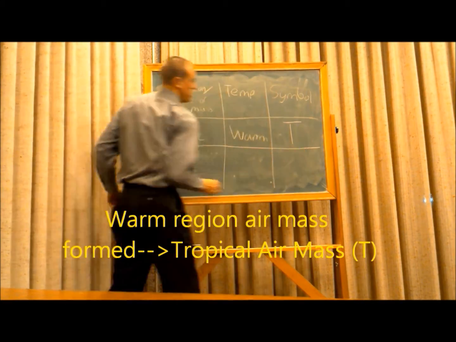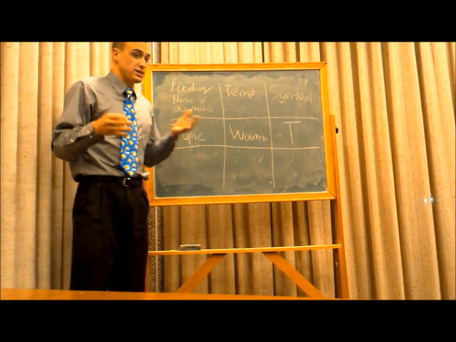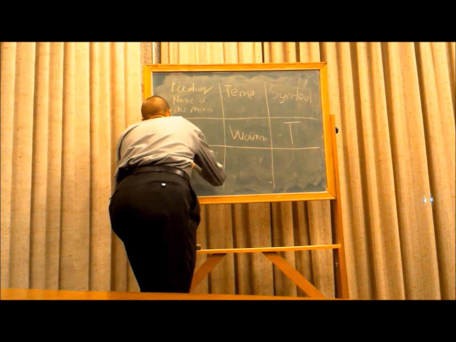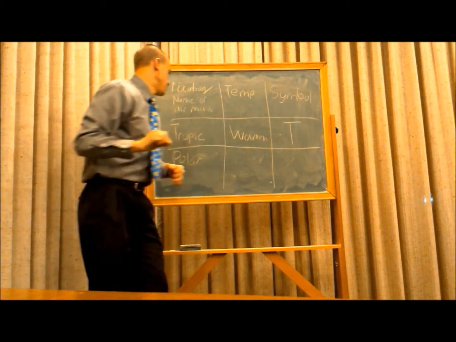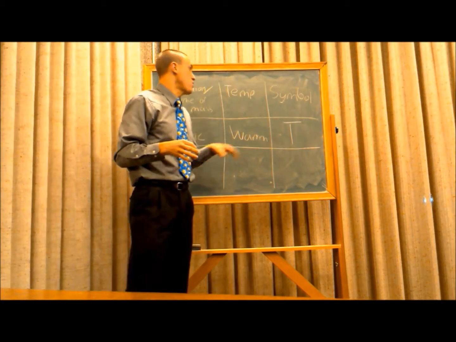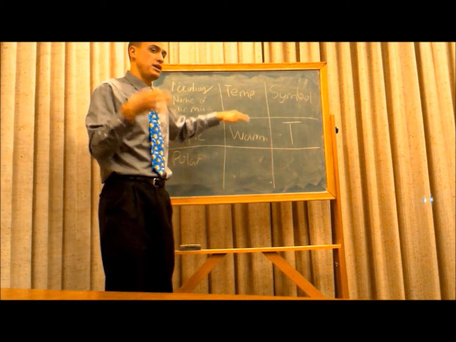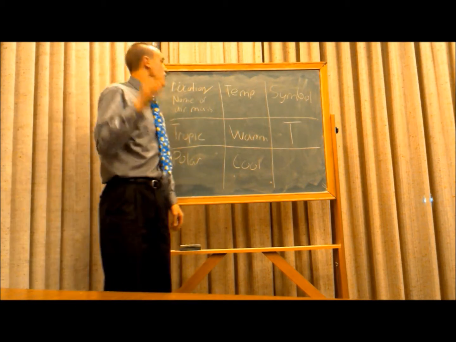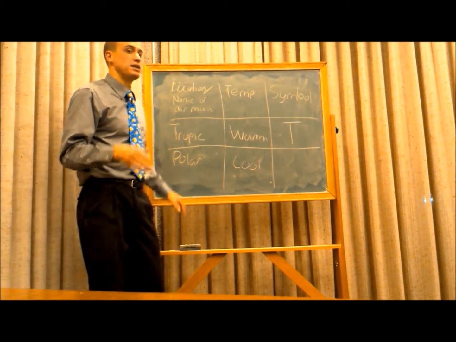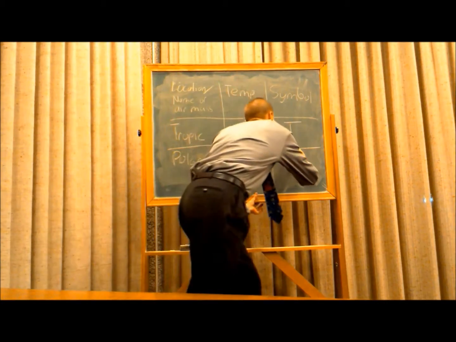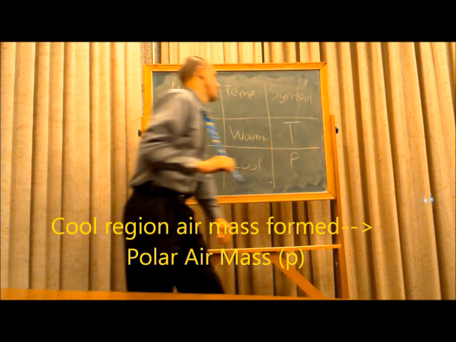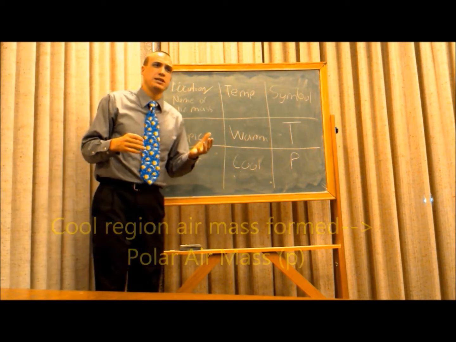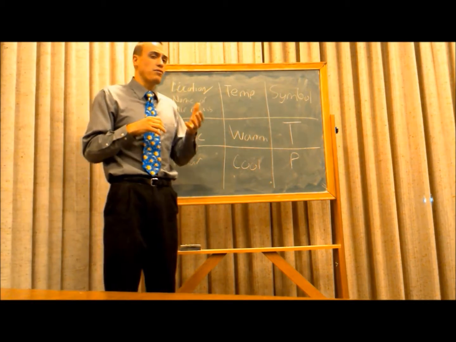Now the second category of where an air mass can occur is a polar region. Now a polar region involves much cooler air, so the temperature of this air mass is cool. And the symbol for a polar air mass is a capital P. Now, polar air masses typically occur in the northern part of the United States and the southern part of Canada.